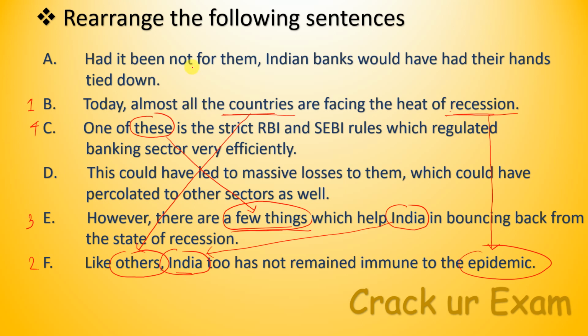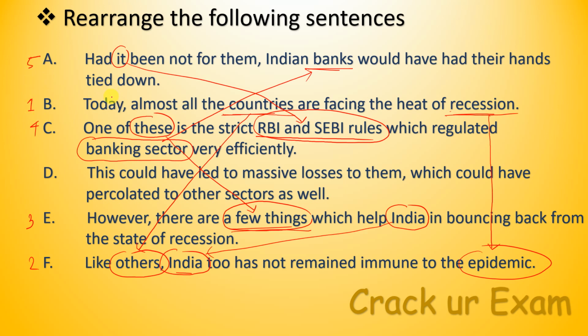Now you got another noun. One is the strict RBI and SEBI rules which regulate the banking sector very efficiently. Now in this sentence you got another noun, which is banking sector. So now let's try to find any sentence related to bank. Now you can see in sentence A, Indian banks are there. So this banking sector may be linked with this bank. And one thing is also here: had it not been for them, it indicates the strict RBI and SEBI rules or guidelines. So in both ways, sentence C is linked with sentence A. So the next sentence must be your sentence A.